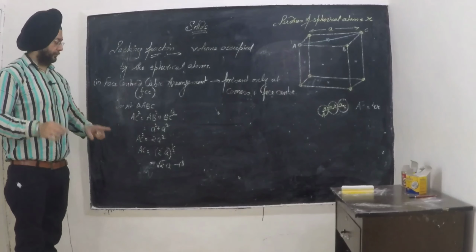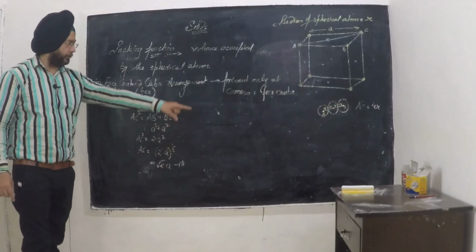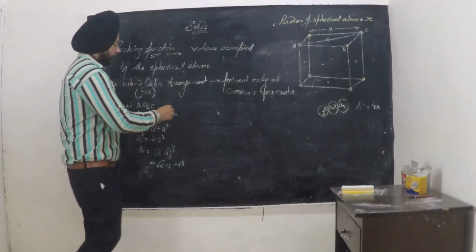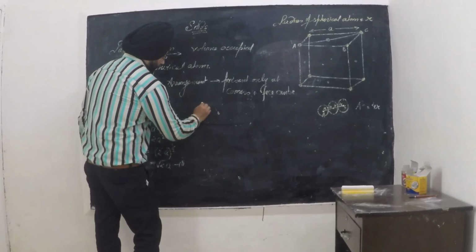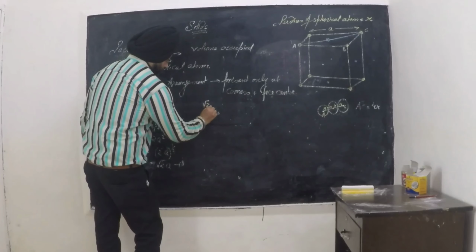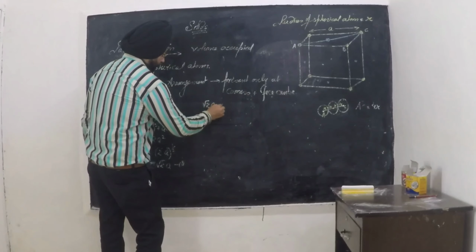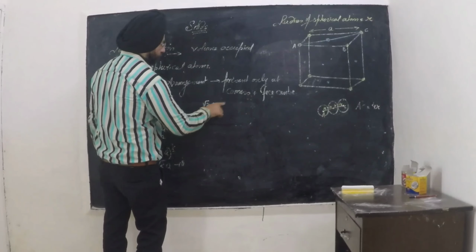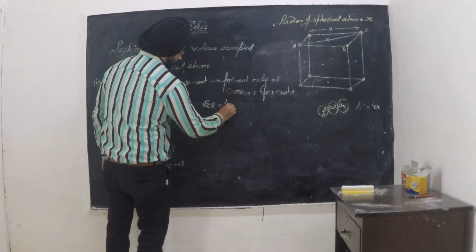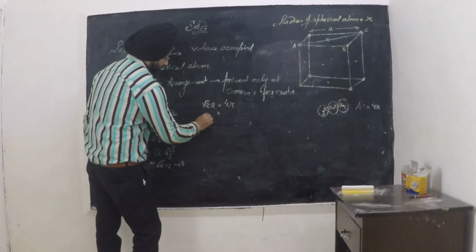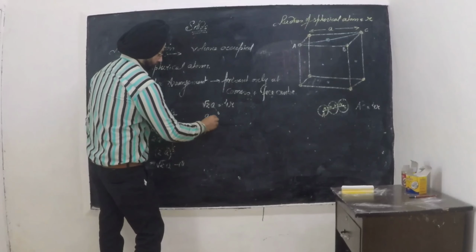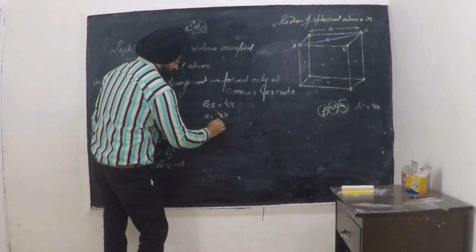Okay. Now, you have two equations. As AC is equal to under root 2a, also AC is equal to 4r. So from the two equations, compare these two equations or equate them. So under root 2a is equal to what? 4r. The next step is to find out the value of a.